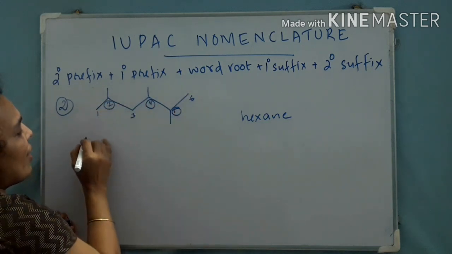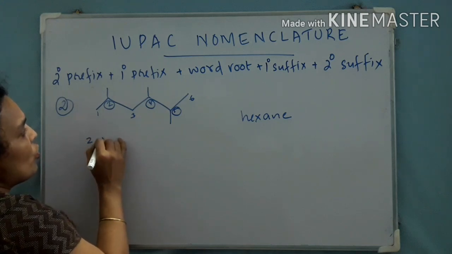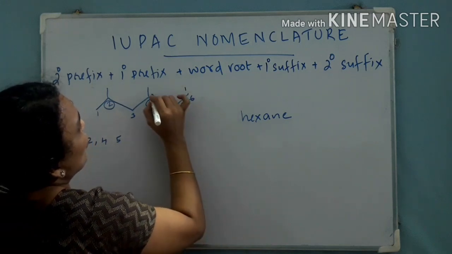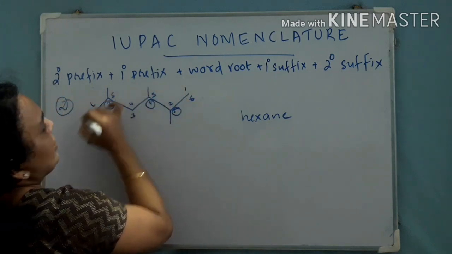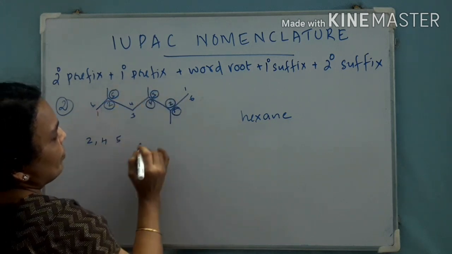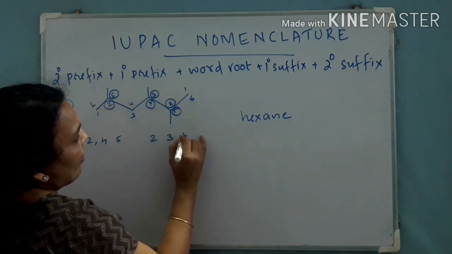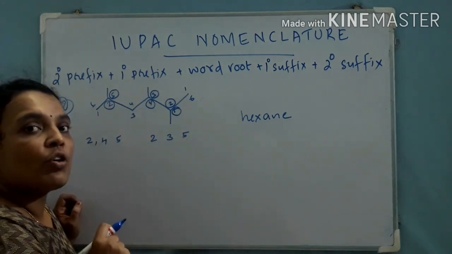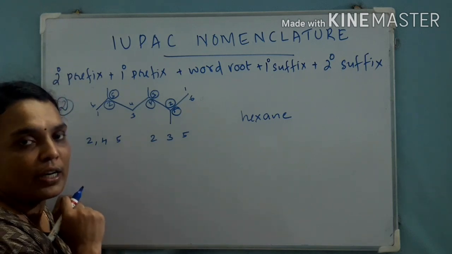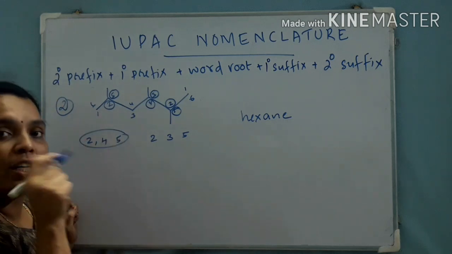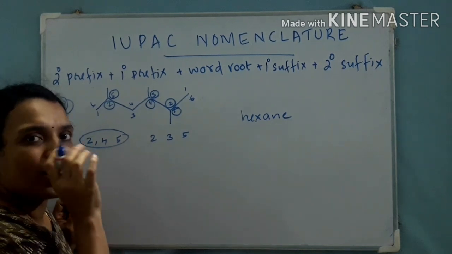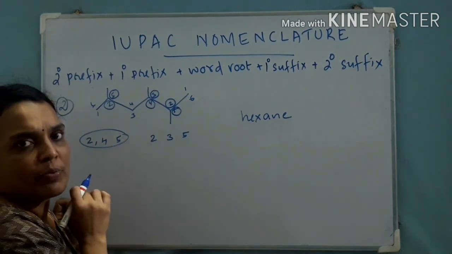If we are numbering in this way, we will get substituent in the position 2, 4 and 5. Suppose if we number in this way, 1, 2, 3, 4, 5, 6, we will get substituent 2, 3 and 5. That is the next rule, lowest set of locants. Locants means the position of the substituent. Locants means it is a number, position of that substituent.